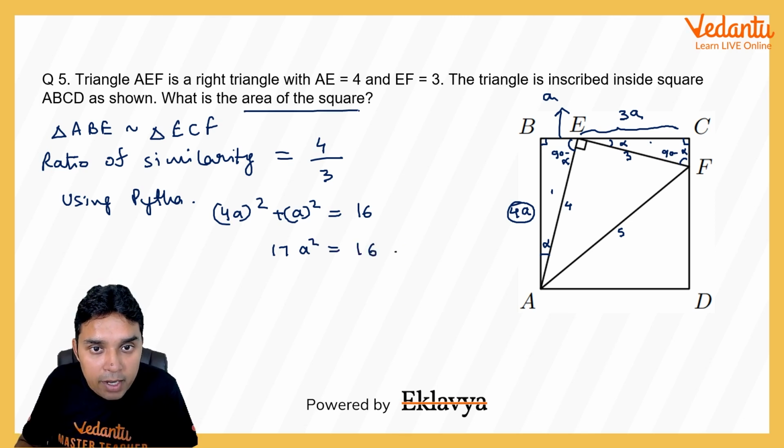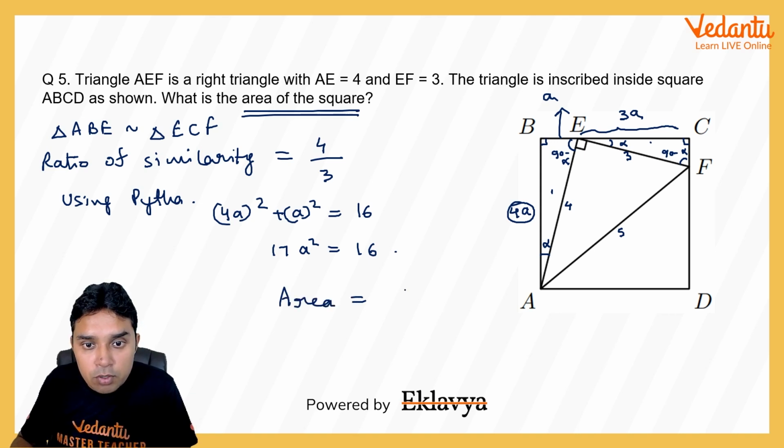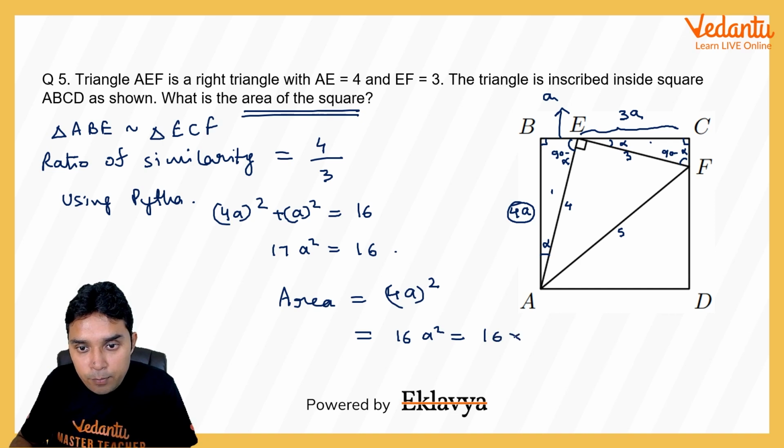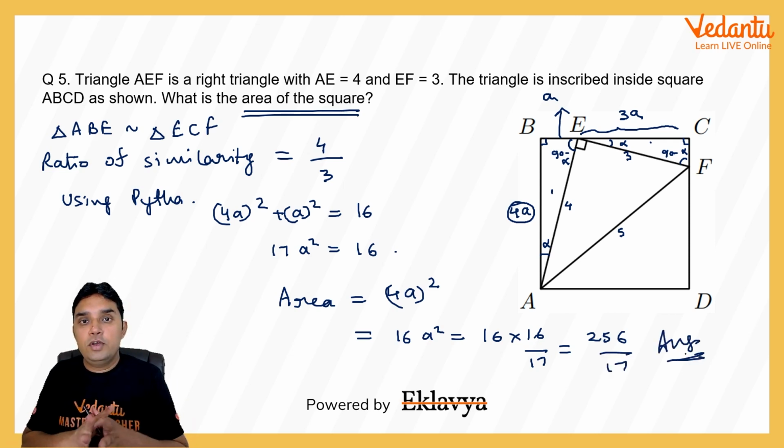And that required area here has to be equal to 4A whole square, which means 16A square. And we have found A square to be 16 upon 17. So that is the answer. The answer will be 256 upon 17. So that completes the solution of this question.